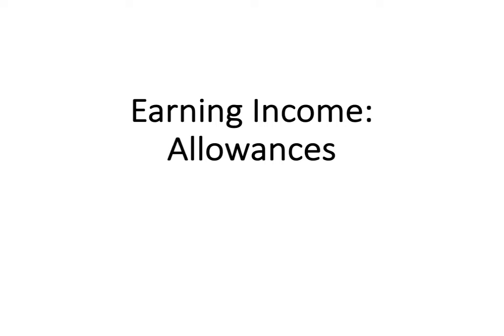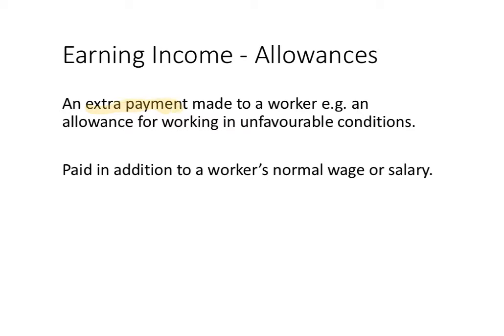In this video, we're going to have a look at calculations that involve earning income from allowances. An allowance is an extra payment that is made to a worker. For example, an allowance for working in unfavorable conditions. So this is in excess of the hourly rate of pay or the salary that the worker would normally get paid. This is an additional payment that the worker gets.